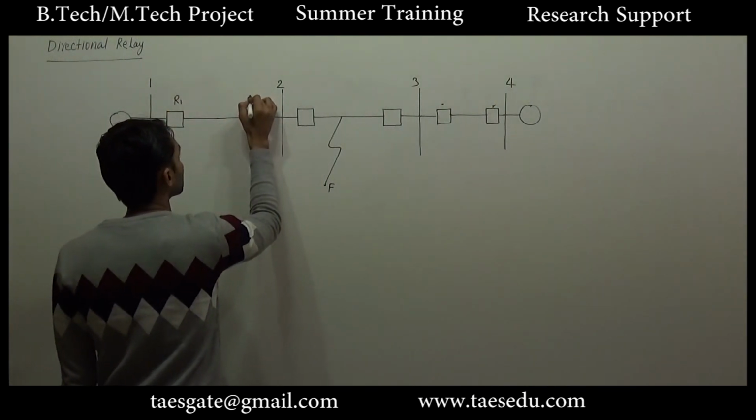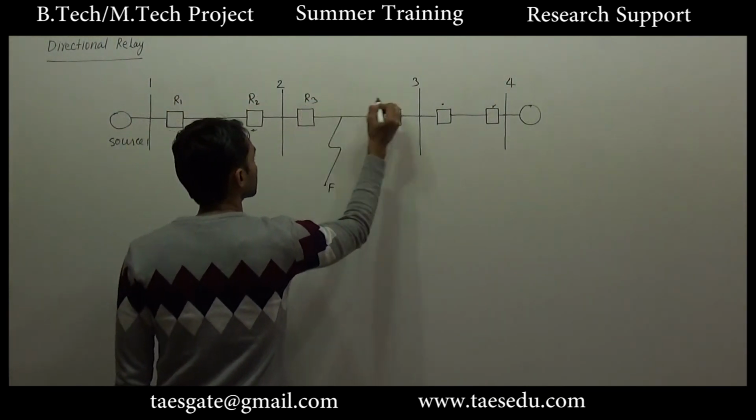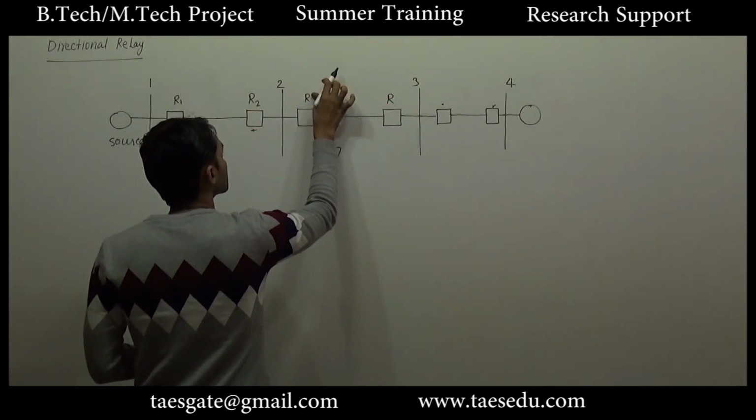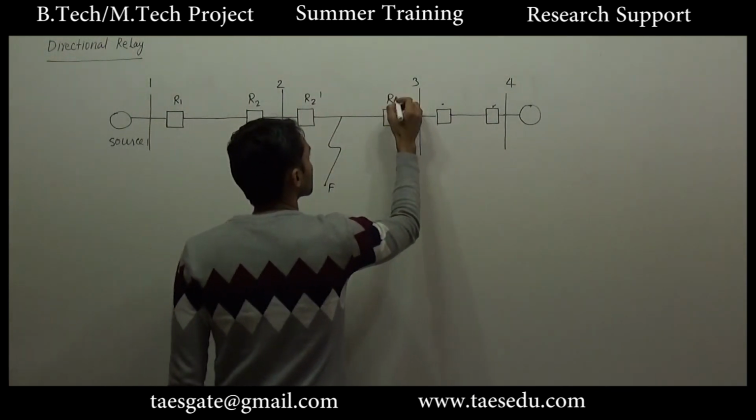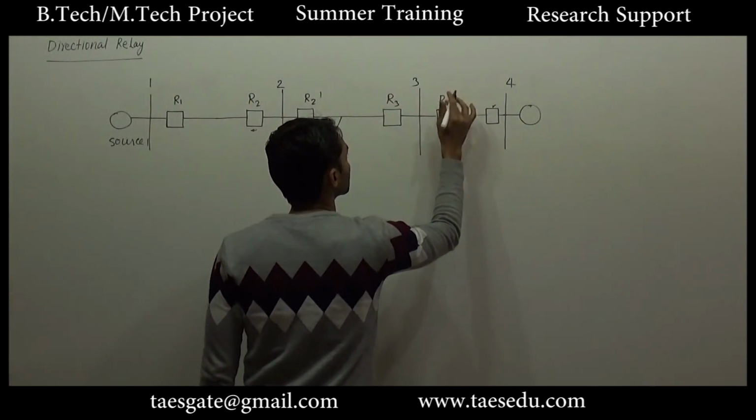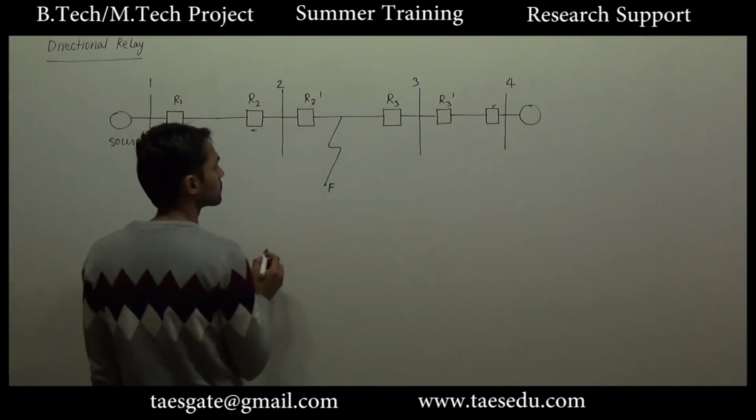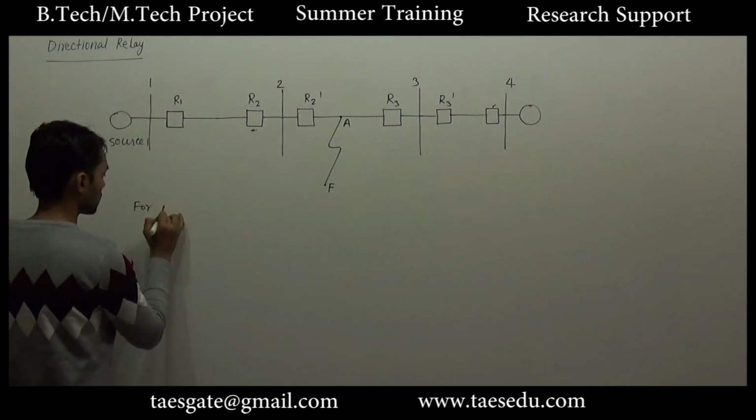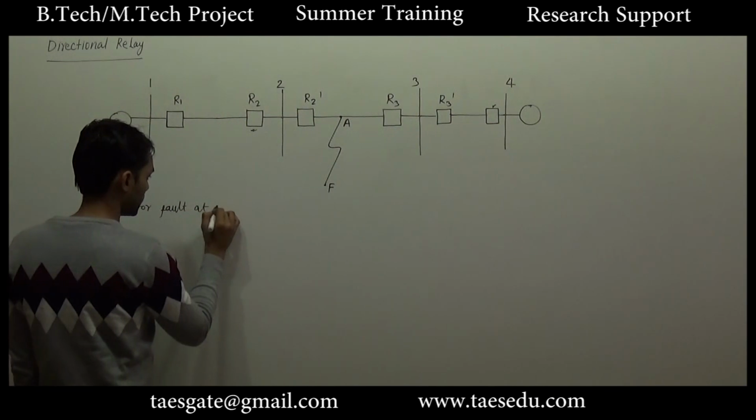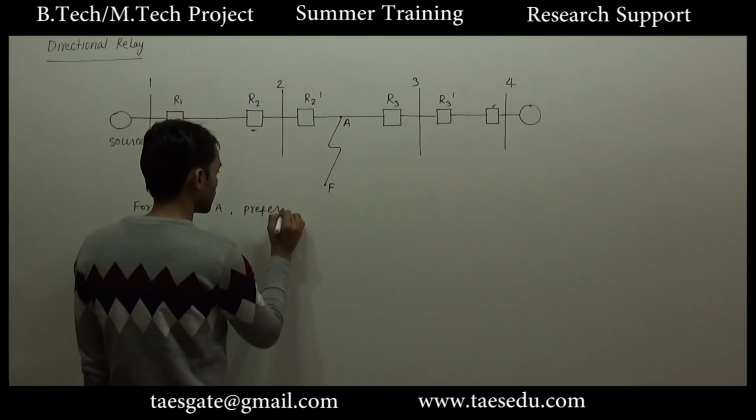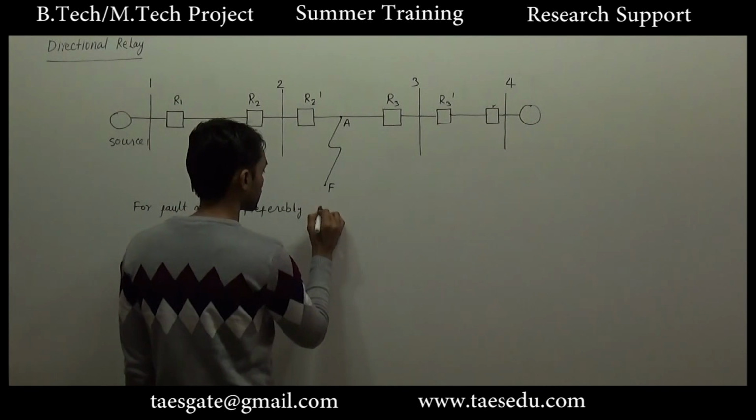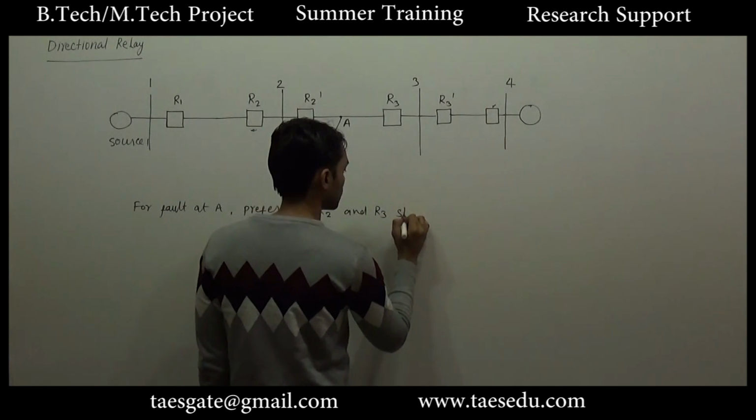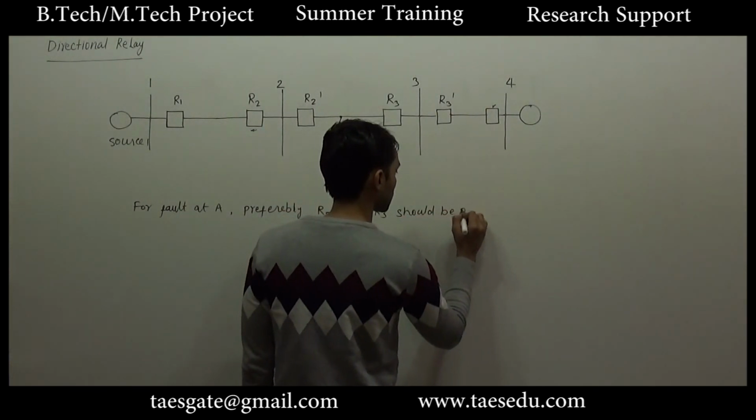This is R1, R2, R3. Let's say this is R2 and this is R2 dash. This is R3 and this is R3 dash. And let's say this is point A. For a fault at A, preferably R2 dash and R3 should operate.